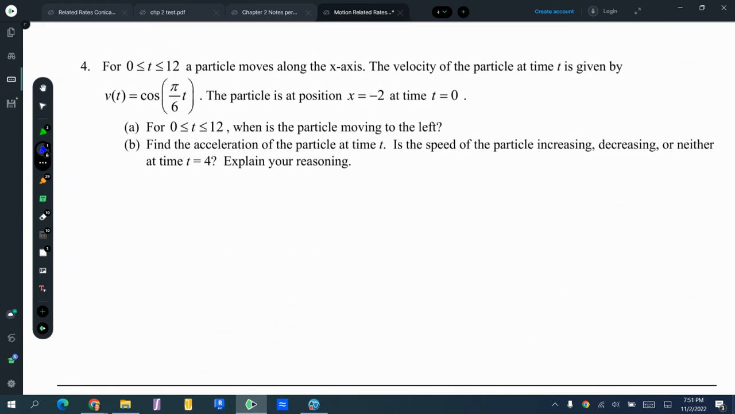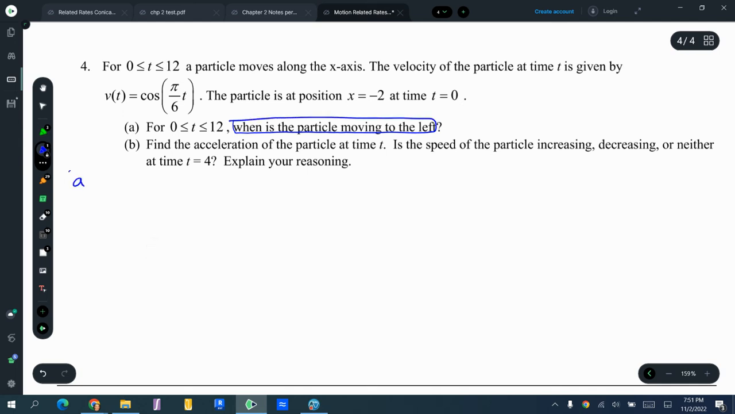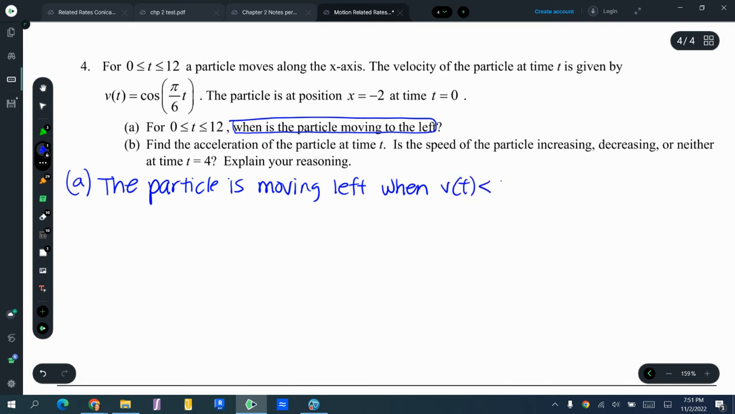For a particle moving along the x-axis, we have the velocity of the particle given at any time. The particle is at a position x equals -2 at time equals 0. When is the particle moving to the left? Write yourself a helper sentence. It becomes part of your justification. The particle is moving left when v of t is less than 0.